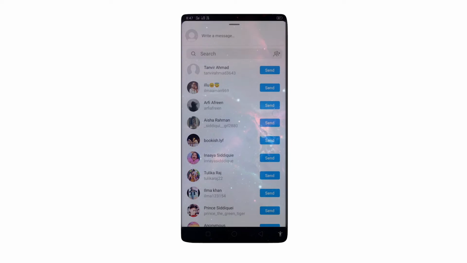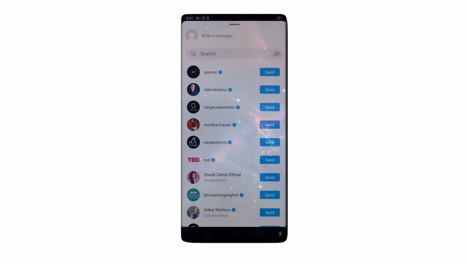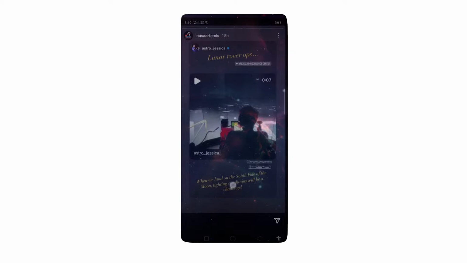I can share it with anyone I like, but remember, I can only share this story when this account is public. In case this account was private, I would not be able to share it with the people who do not follow this account. So keep this in mind.